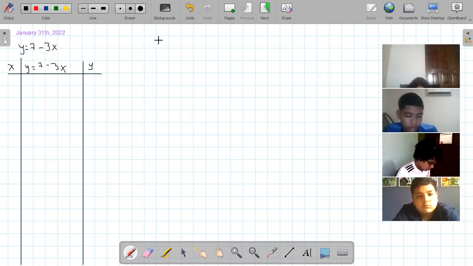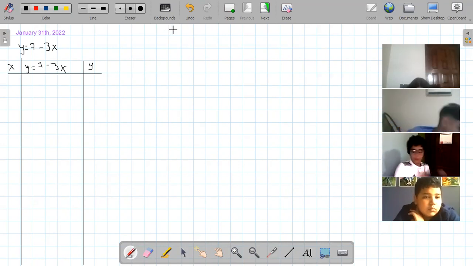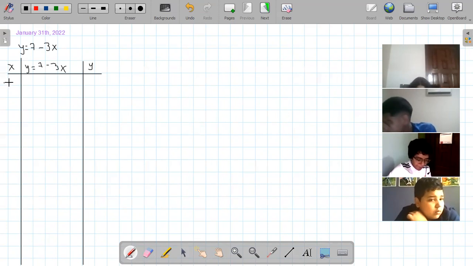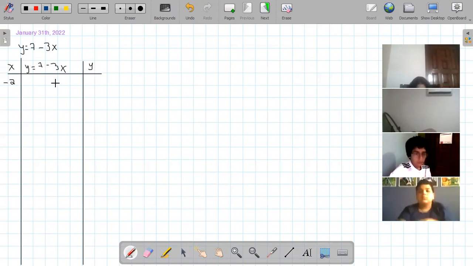Okay, so what is the domain that we're going to be using? -2, -1, 0, 1, 2. Exactly, -2, -1, 0, 1, and 2. So I'm going to be adding it one by one. First, -2. I'm going to use a different color in the middle and a third column on the y, so you can see where the substitution is, okay?